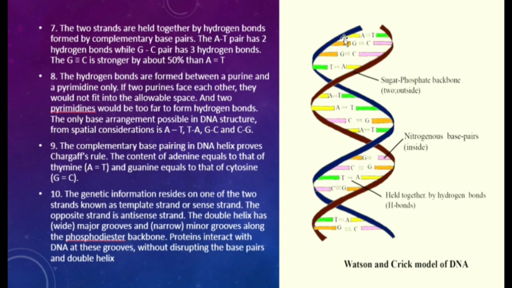The genetic information resides in one of the two strands known as the template strand or the sense strand. So the double helix structure has a major groove and a minor groove. The major groove is wide in nature and the minor groove is narrow in nature. The proteins interact with the DNA at these grooves without disrupting the base pairs or the double helical structure. So these are the salient features of DNA which was proposed by Watson and Crick.